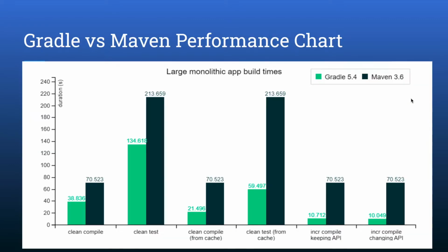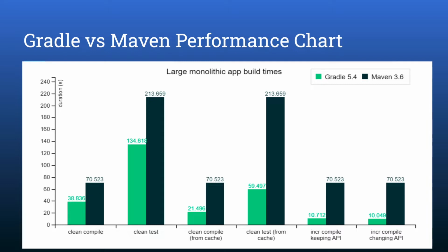And there is another comparison for performance, which is why Gradle is popular, because of its performance. As you can see in the chart, for Gradle and Maven, the clean compile task is basically a task clean compile.